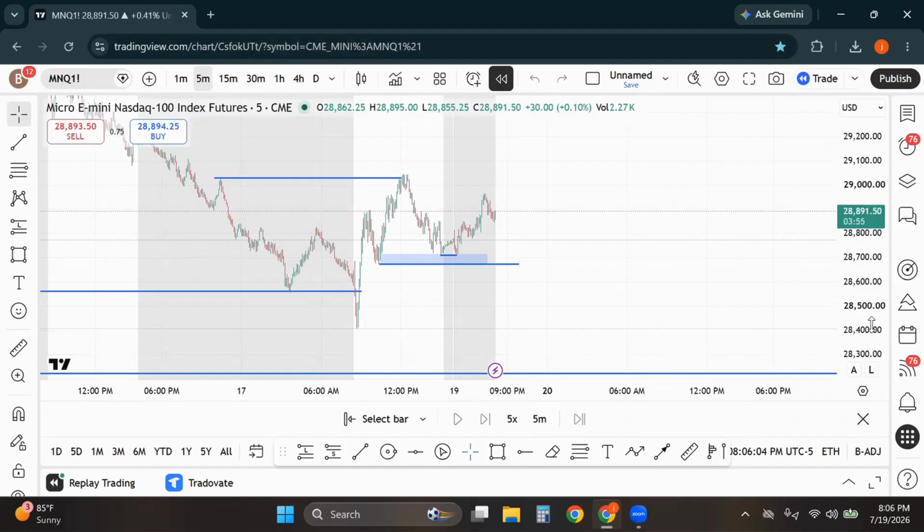The trap framework isn't about predicting the market. It's about waiting until the market gives you permission. That's what keeps you patient. That's what keeps you disciplined. And over time, that's what gives you consistency.